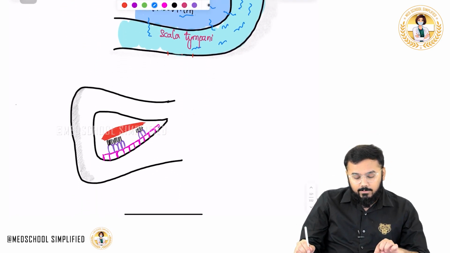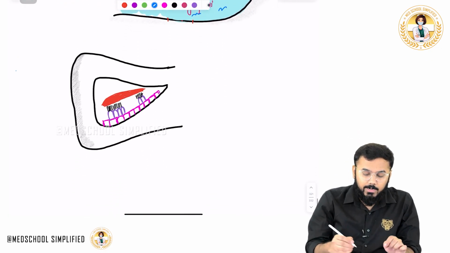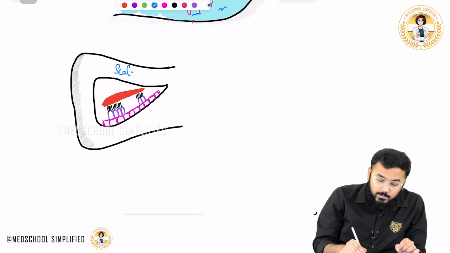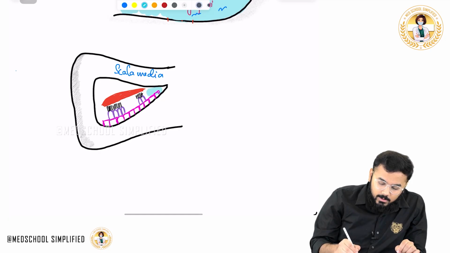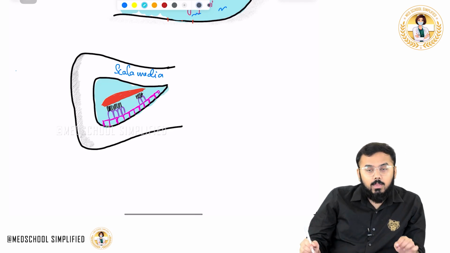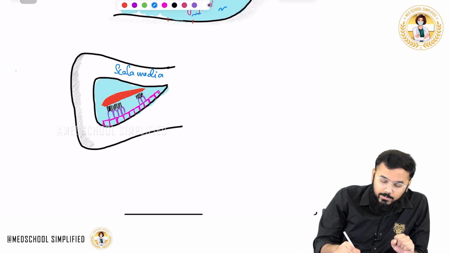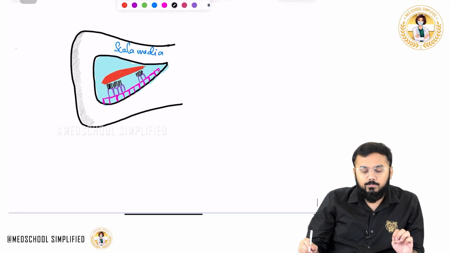So what I have done is that I have just drawn the picture of scala media. You see, this is scala media, and within the scala media, in the center over here, this part is your endolymph. Whatever I am drawing here is your endolymph. Now look here, what is happening? First of all, let us learn what these parts are called.